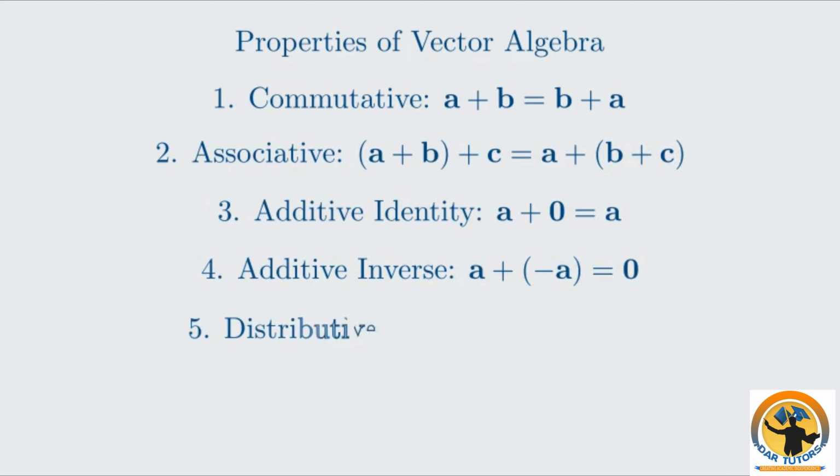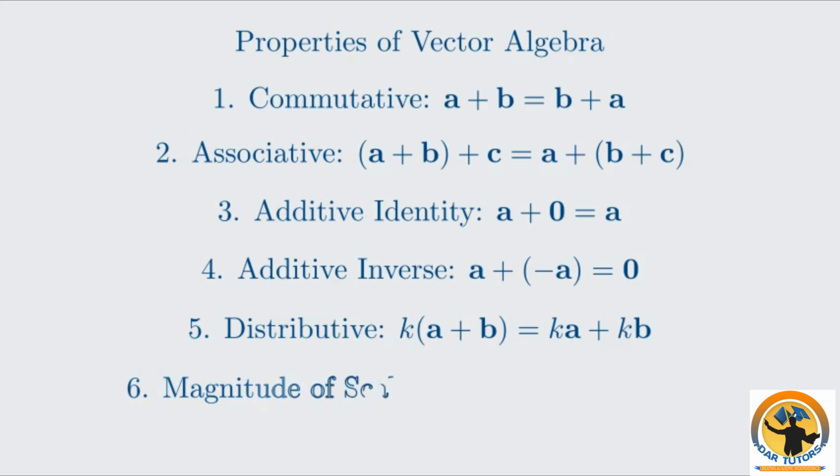Scalar multiplication is distributive over vector addition. And a very important property is that the magnitude of a scalar k times a vector A is the absolute value of k times the magnitude of A. This means that multiplying a vector by a scalar k scales its length by a factor of the absolute value of k. A crucial point to remember is that there is no such thing as dividing a vector by a scalar. Instead, we multiply by the reciprocal scalar.